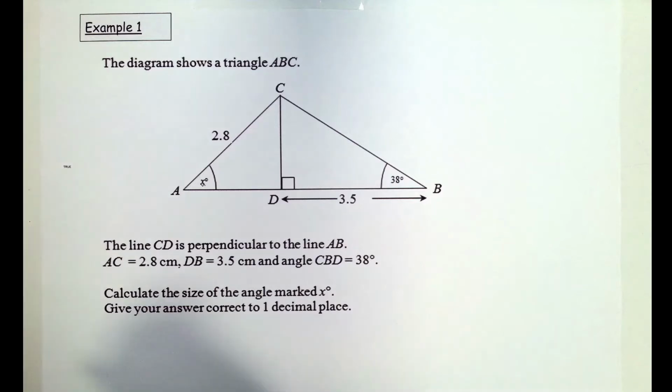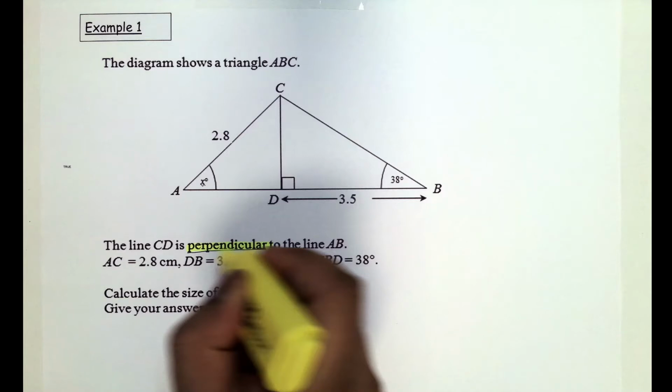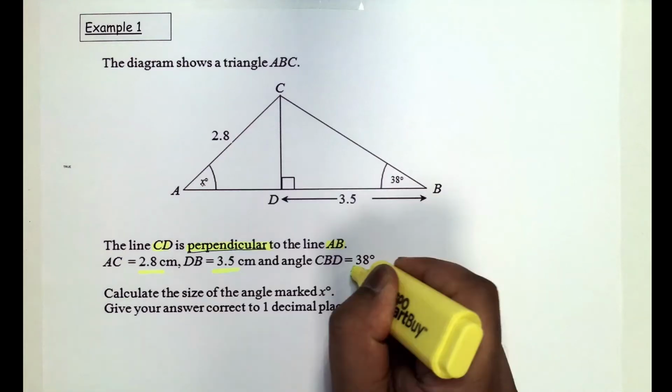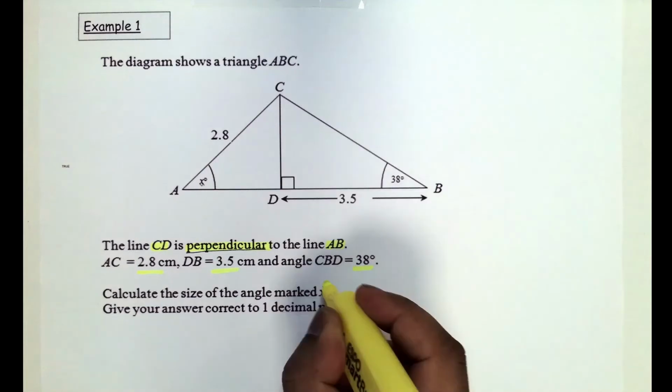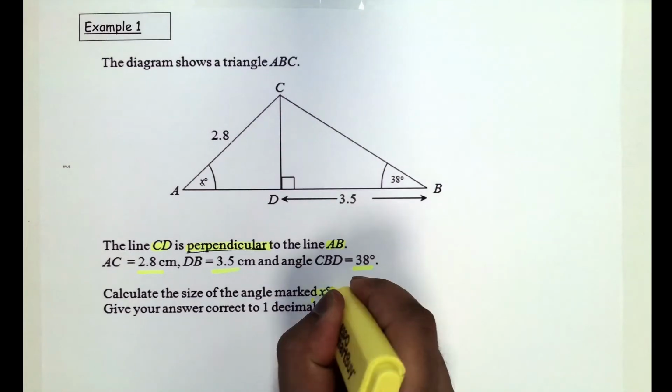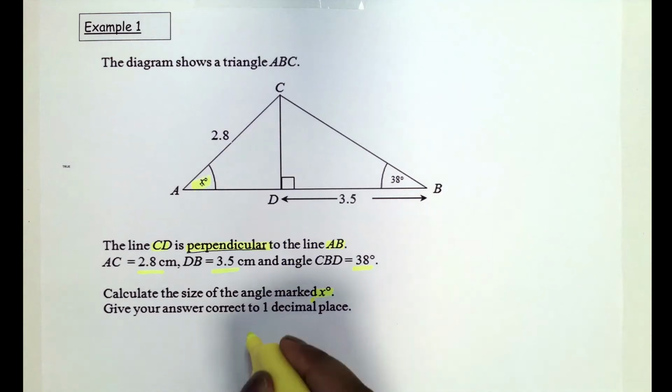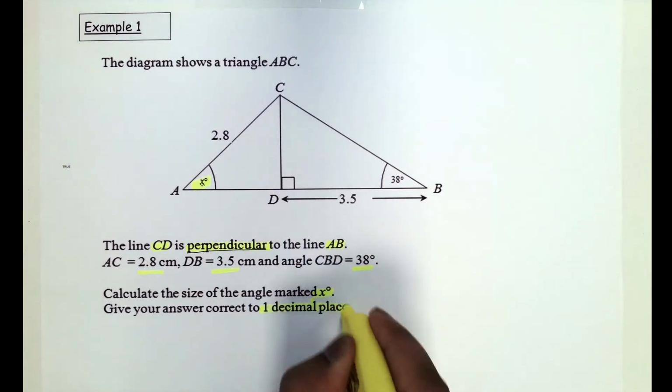Okay, the key information that's popping out to me first is that word perpendicular. CD is perpendicular to the line AB. That's 2.8, that's 3.5, and I can see that information from the diagram. Calculate the size of the angle marked X, that's the angle there, and give your answer correct to 1 decimal place.